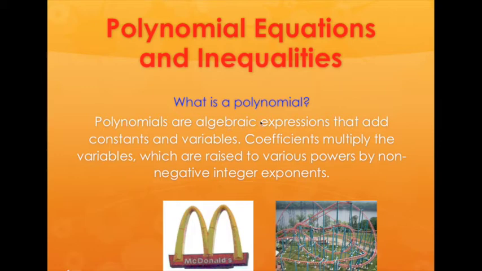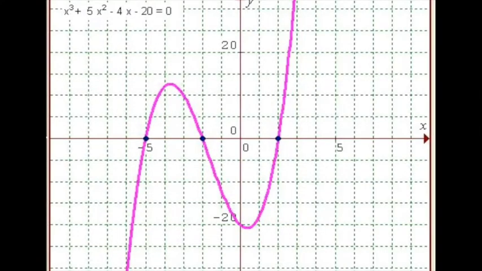Polynomials are algebraic expressions that add constants and variables. Coefficients multiply the variables, which are raised to various powers by non-negative integer exponents. These are some examples of real-life situations where polynomial equations are used. This is just an example of what a polynomial equation looks like: x^3 + 5x^2 - 4x - 20 = 0.